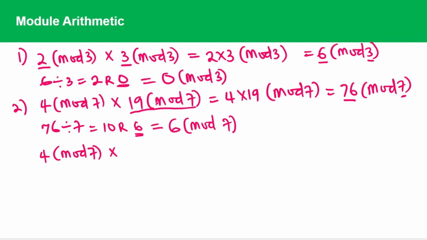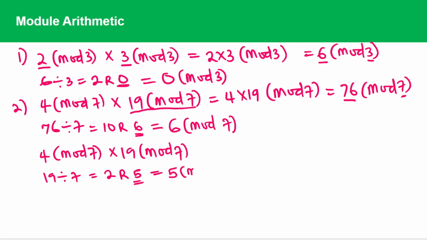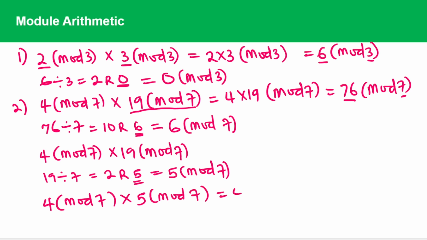Now simplify 19 mod 7. That will be 19 divided by 7, and that will give us 2 remainder 5. Now again, the remainder is our answer, so 5 mod 7 is the answer to 19 mod 7. Now we now have 4 mod 7 times 5 mod 7. If we multiply the two, that's 4 times 5 mod 7. That will give us 20 mod 7.